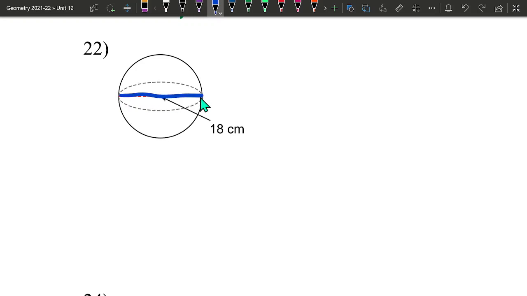So on this one, all the way across, the diameter is 18. So the radius, going halfway, would be half of that. So the radius then would be 9 centimeters. Be very careful of that on the test. All right, so backing up a step, we have a sphere.